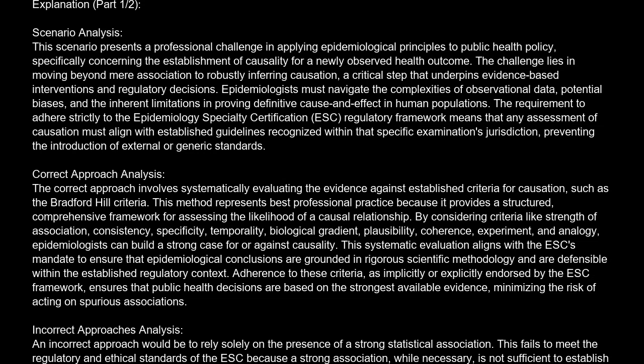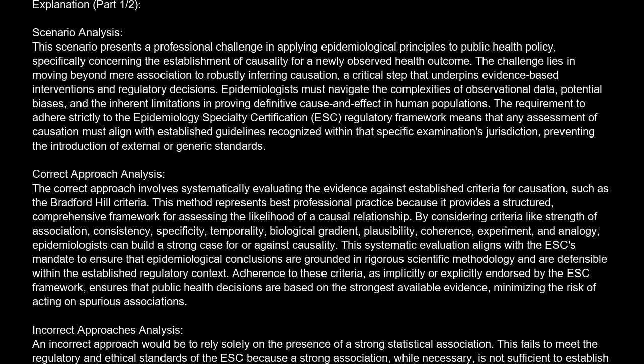Correct answer is D. Systematically evaluate the evidence against the Bradford Hill criteria, considering factors such as the strength and consistency of the association, temporality, biological plausibility, and coherence with existing knowledge. Explanation. Scenario analysis.